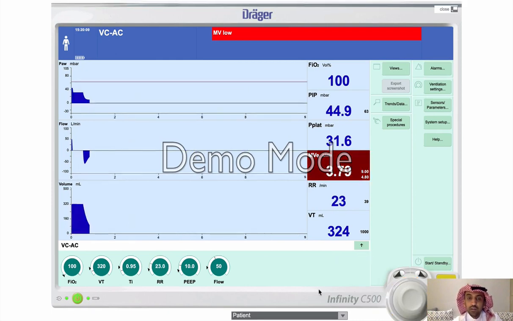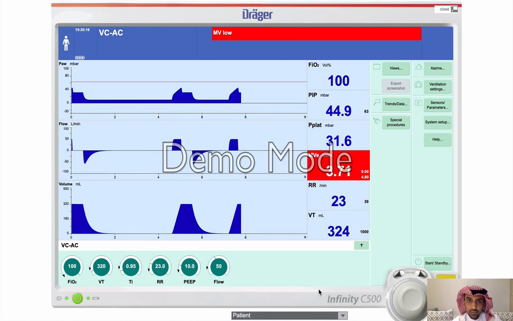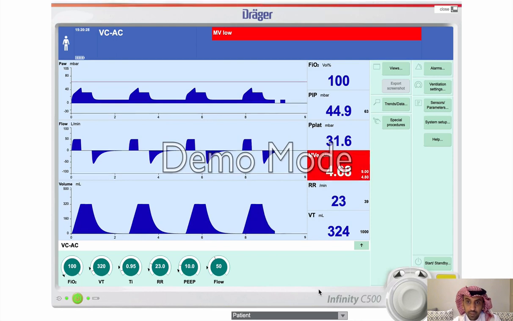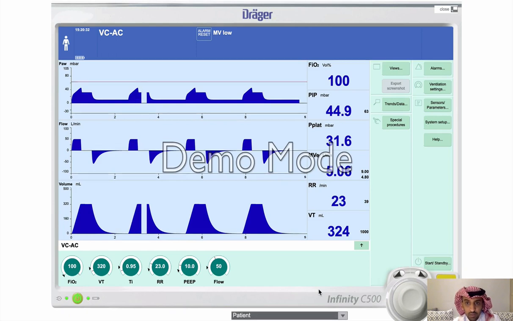So to overcome this issue, you need to increase the respiratory rate and observe again. So we will observe what will happen to the minute ventilation, and you can see that it's going up. And let's see if that's enough, or do we need to increase the respiratory rate. But for now, it seems to be enough, and you will follow these things with the blood gas analysis to adjust accordingly. You see the plateau pressure is still high.